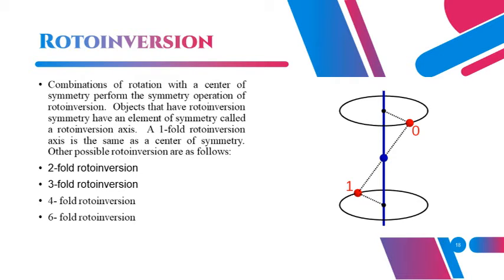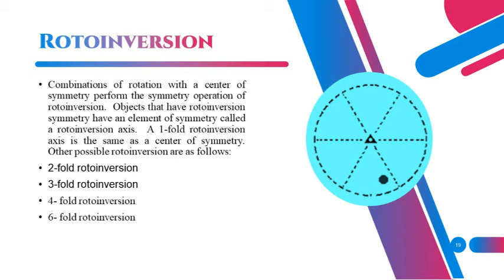Let's proceed to the next topic, and it is the rotoinversion. A rotoinversion is a combination of rotation with a center of symmetry performing the symmetry operation of rotoinversion. Objects that have rotoinversion symmetry have an element of symmetry called a rotoinversion axis. A one-fold rotoinversion axis is the same as a center of symmetry.